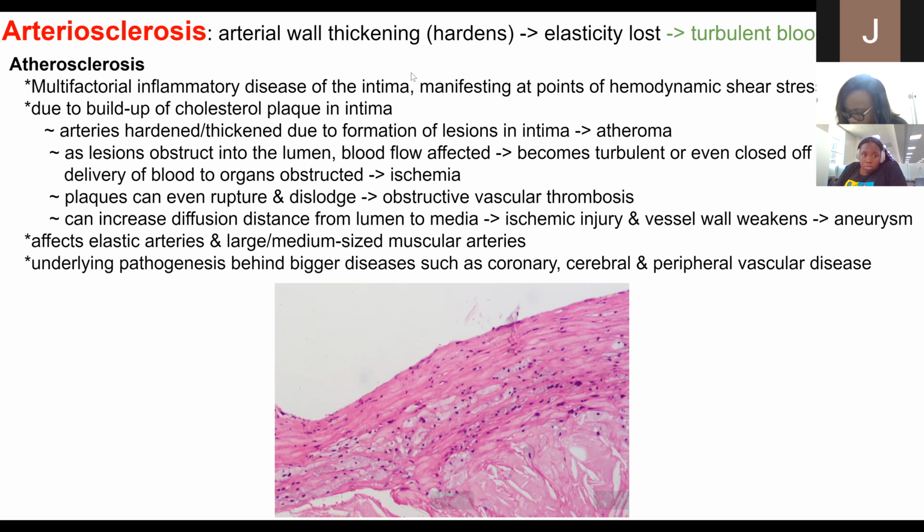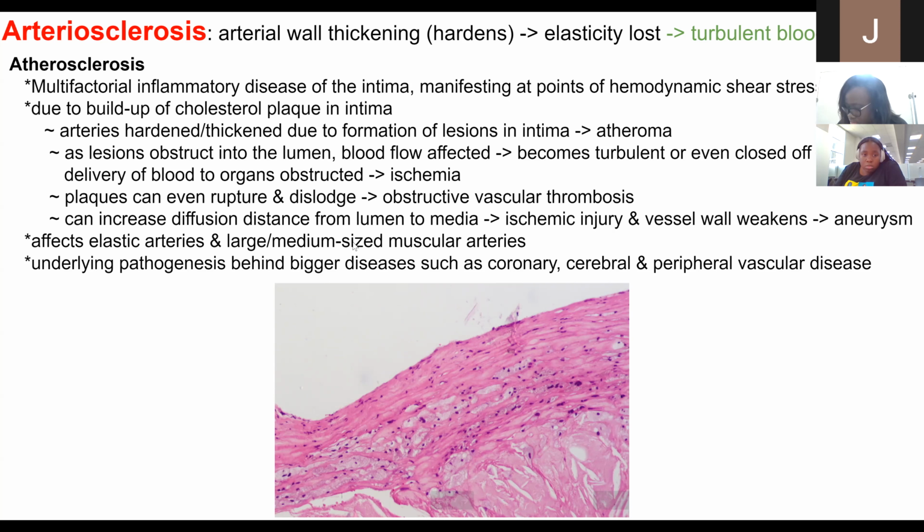Multifactorial, again, of the intima, right? Manifesting at points of hemodynamic shear stress, usually due to buildup of cholesterol, arteries thickened. I think I brought up all of this. This is a big one too. It can increase the diffusion distance from the lumen to the media. I know this word diffusion distance is a little weird. It took me a good 10 minutes to be like, I don't even know what this is saying when I was learning this. Basically, right, your lumen to the media, right? You have the intima, media, all of that good stuff. Now that's going to be increased.